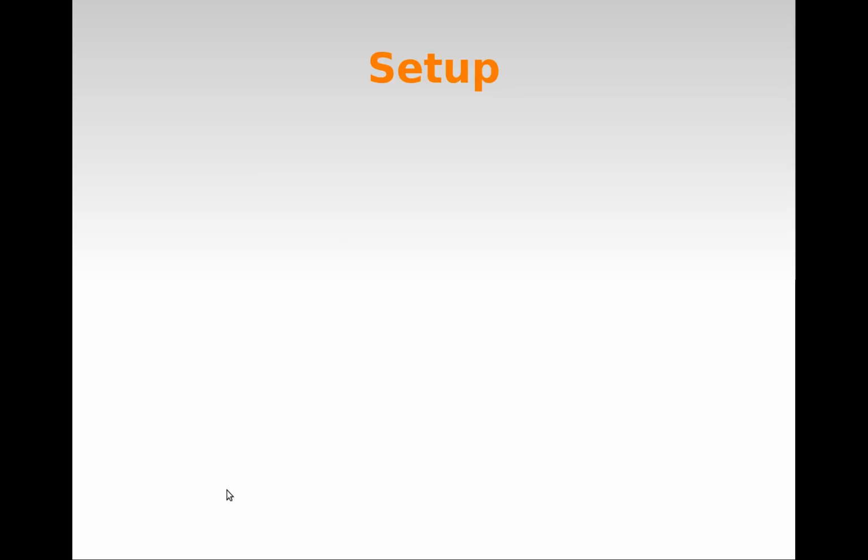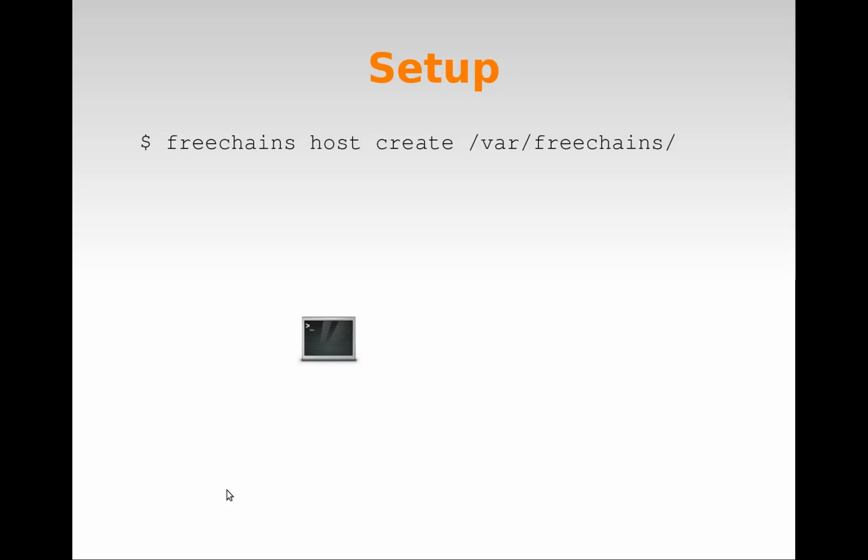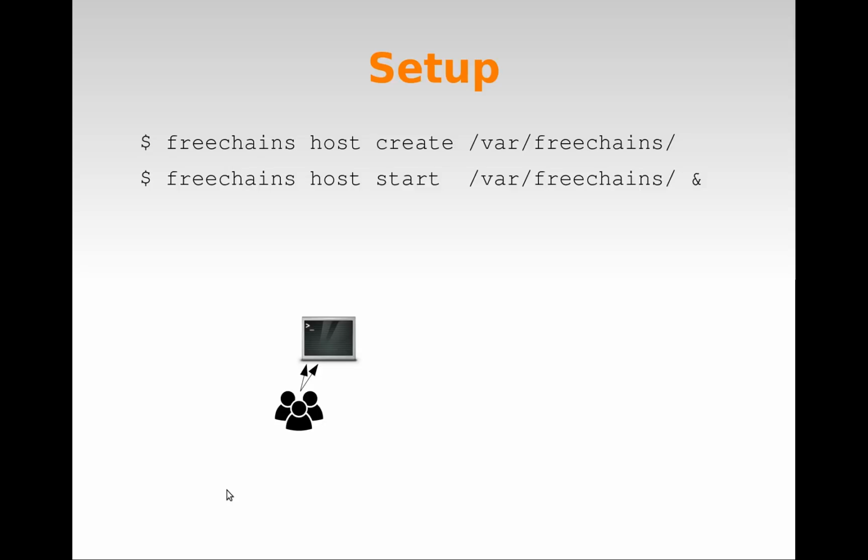Let's now use Freechains from the command line in Linux. The command host create initializes a local file structure of a host in the given directory. This command only needs to be executed once. Then we start the daemon in the background with the command host start, passing the directory of creation. Now users can connect and issue commands to Freechains. The same commands can be executed in other machines locally to prepare the network, but there is still no communication among them.